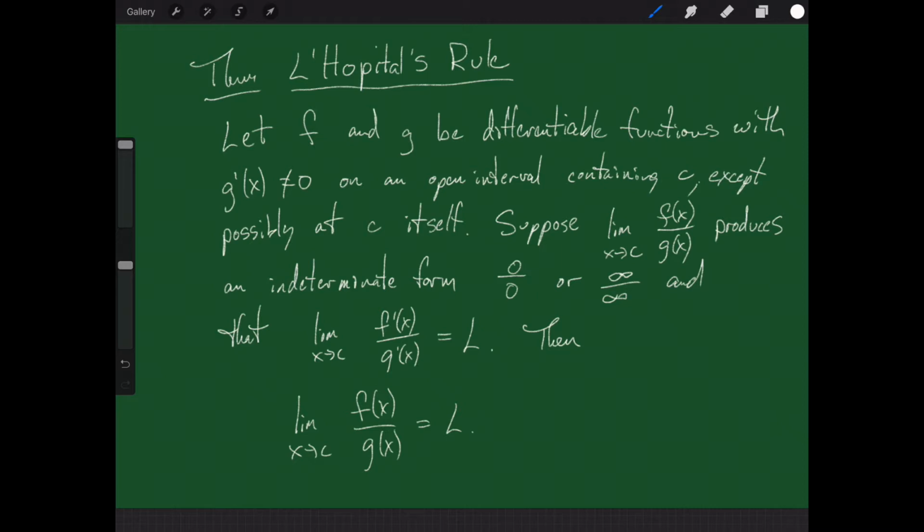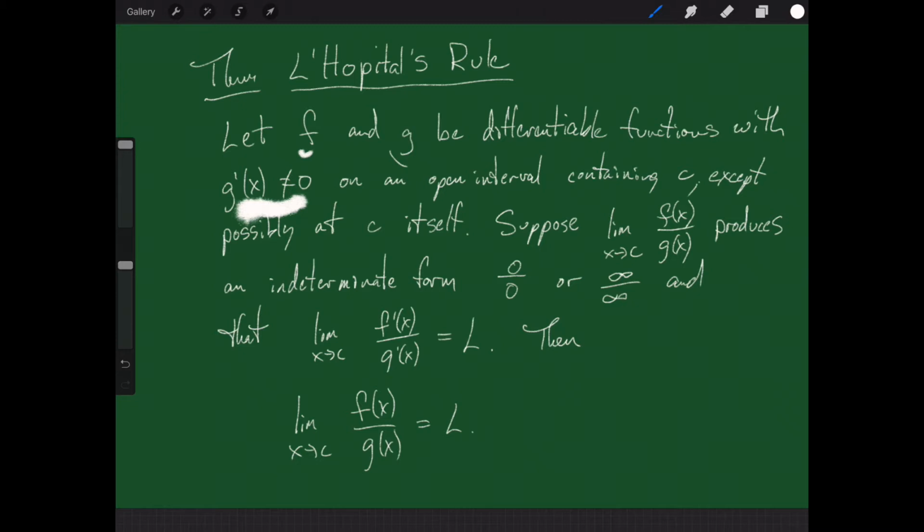So let's go through it one more time and just talk through what this actually means for us. We have f and g, and they are differentiable functions, so we can take the derivative of f and g, and we know that we have to have g prime of x not be equal to 0 on an open interval containing c, except possibly at c.